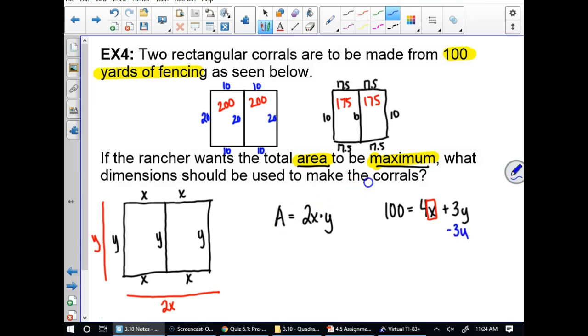So I'm going to subtract 3y. So I get 100 minus 3y equals 4x. And then I'm going to divide by 4 because I want that x to be by itself. Since I'm letting you use your calculator on this stuff, let's just leave it like that. So x equals 100 minus 3y over 4.